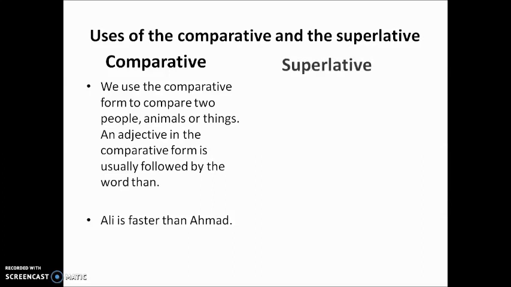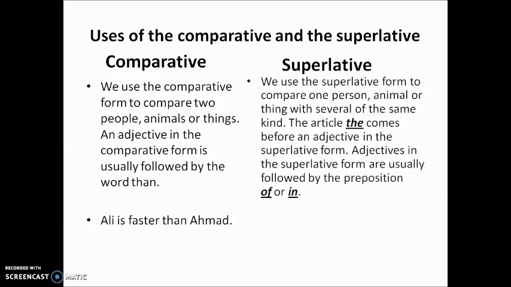Second, the uses of the superlative. We use the superlative form to compare one person, animal, or thing with several of the same kind. The article the comes before an adjective in the superlative form. Adjectives in the superlative form are usually followed by the preposition of or in. An example: Dennis is the oldest student in the class.